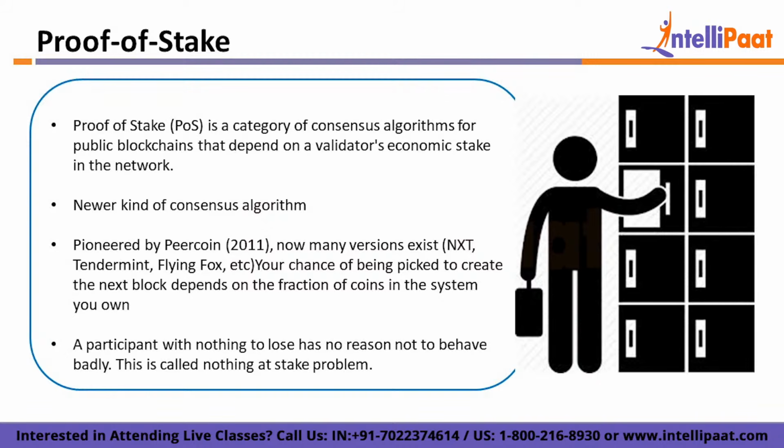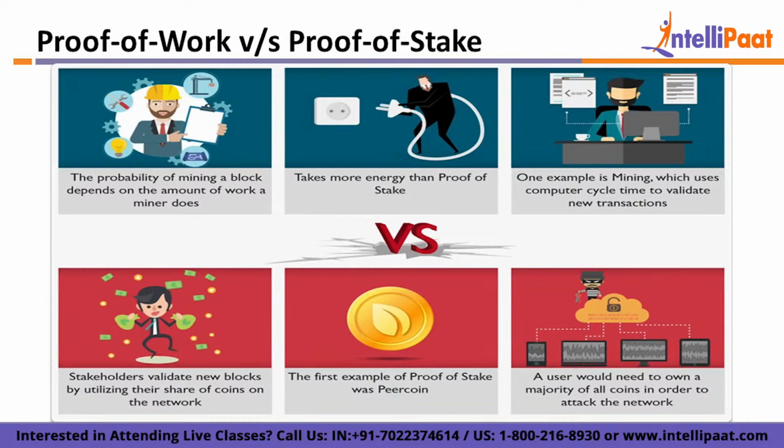So as of now, since we already know what proof of work and proof of stake are, let's have a glimpse of how they differ from each other. In proof of work, the probability of mining a block depends on the amount of work a miner does. That means he needs to find a solution for the given problem, and all the competing nodes are working to solve the same problem and find a particular number x, or any number that is the end result of the solution. Since this requires solving more complex problems, it requires more energy than proof of stake.